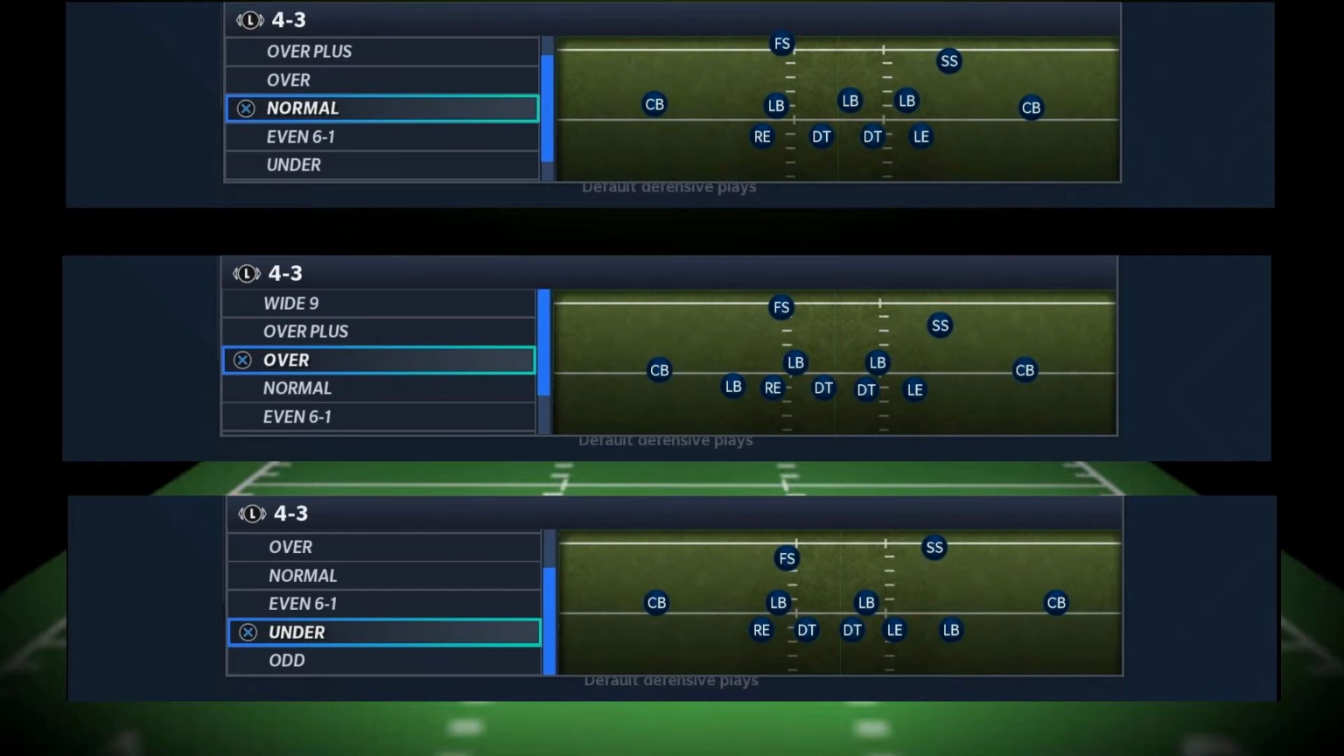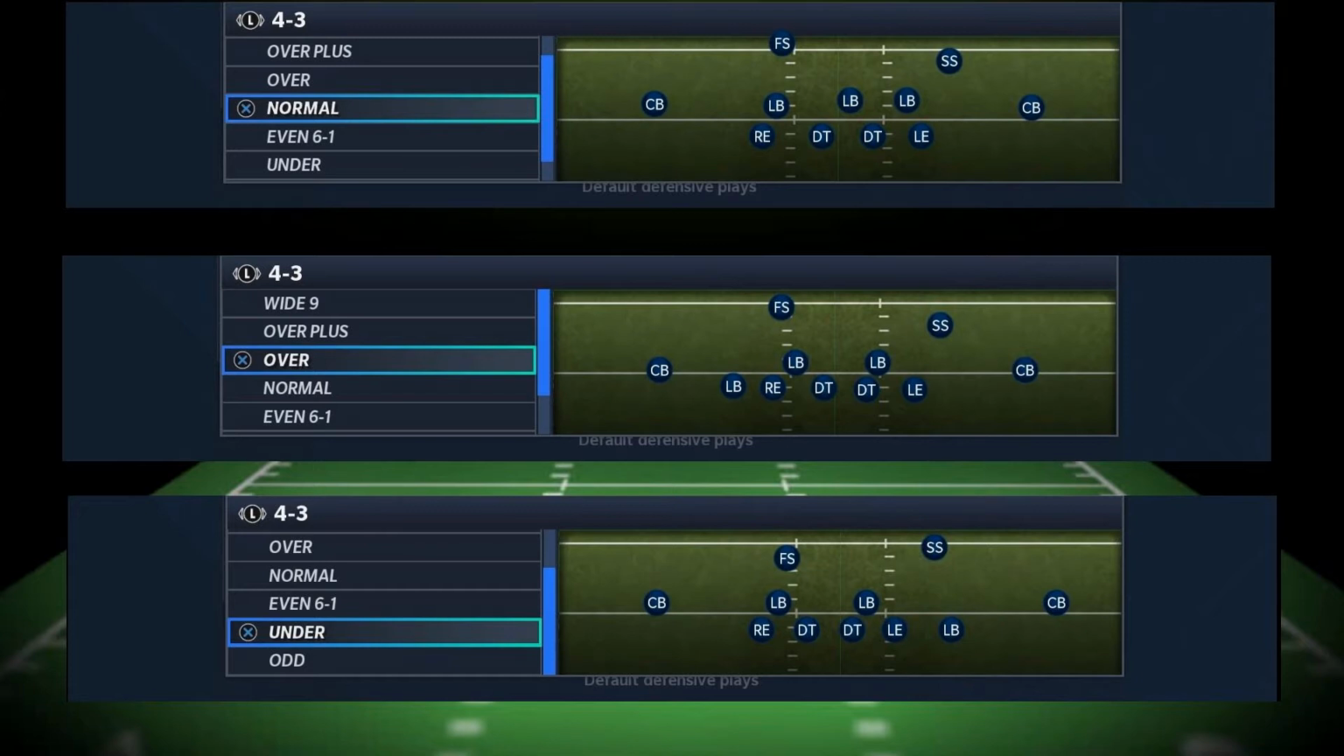Now, the weakness in the 4-3 normal will probably be the stretch play. So if somebody's stretching, I don't think the 4-3 normal will be a great defense to come out in when somebody has a stretch play in their formation. Let's take a look at the 4-3 over. 4-3 over has a linebacker by the right end.